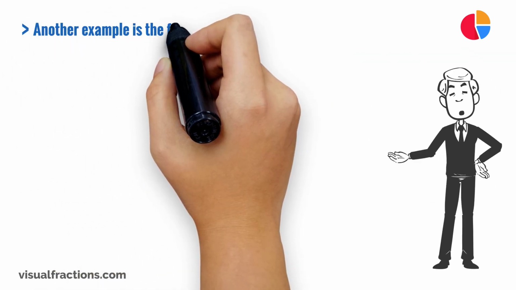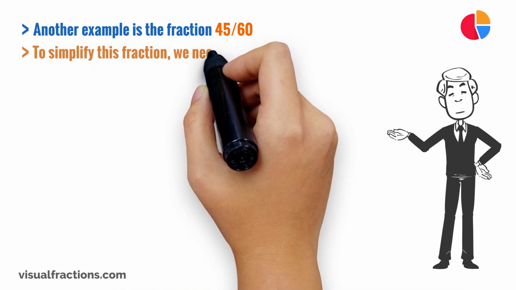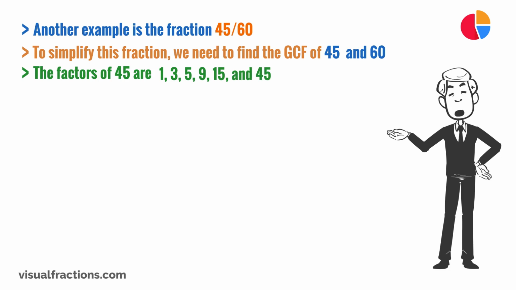Another example is the fraction 45/60. To simplify this fraction, we need to find the GCF of 45 and 60. The factors of 45 are 1, 3, 5, 9, 15, and 45.